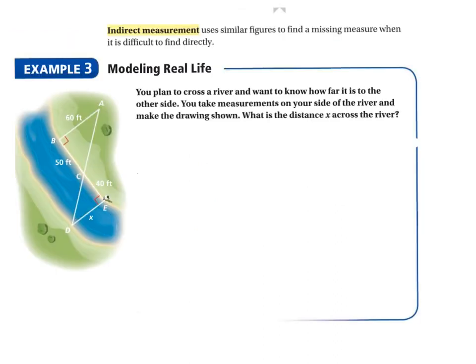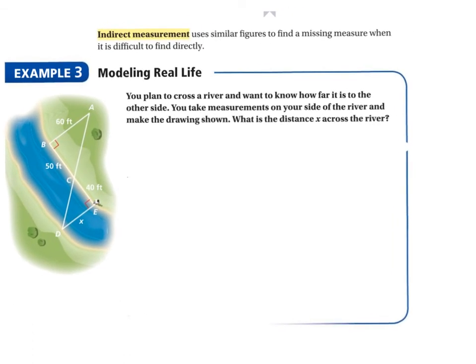Okay? Lastly, we're going to use indirect measure, which is using similar figures. So we're actually going to use the similar figures, what we've been doing so far, in a real life situation to find a distance. So basically, we're over here, we're this guy here, and we're trying to cross this line. We're trying to cross here at X. Okay, we're trying to cross the river.